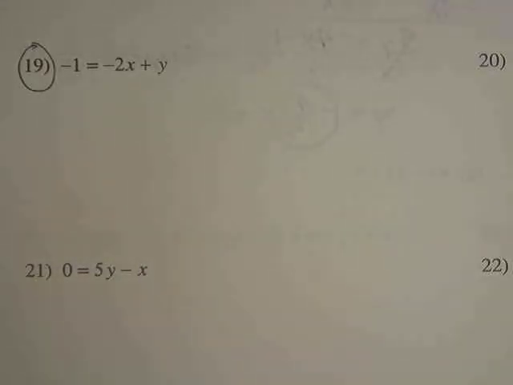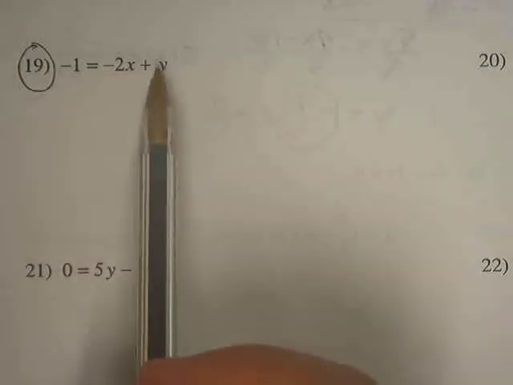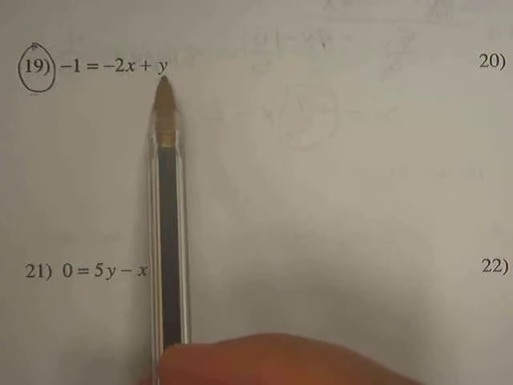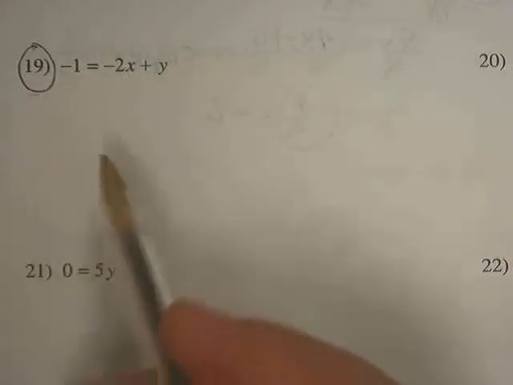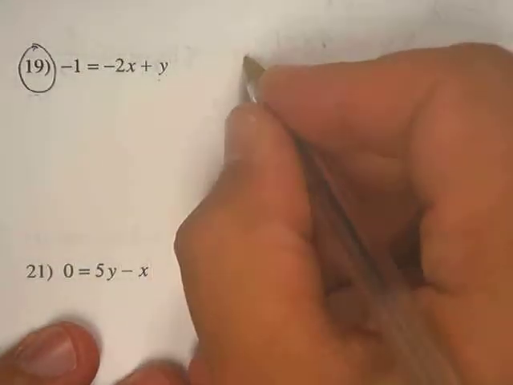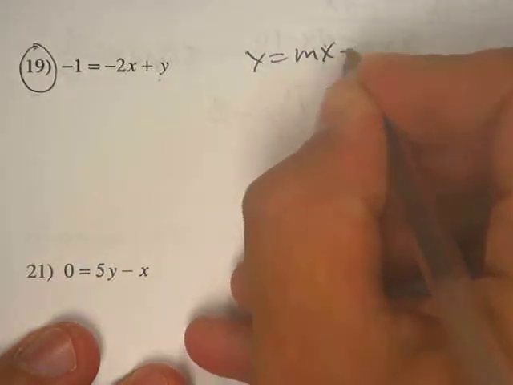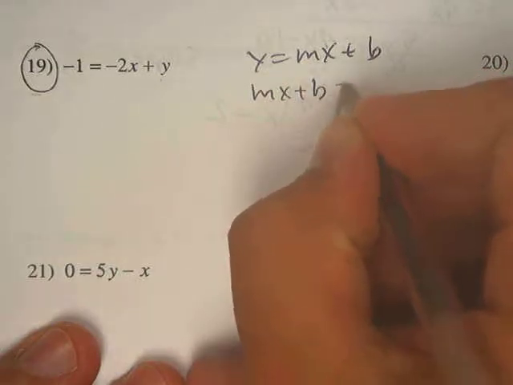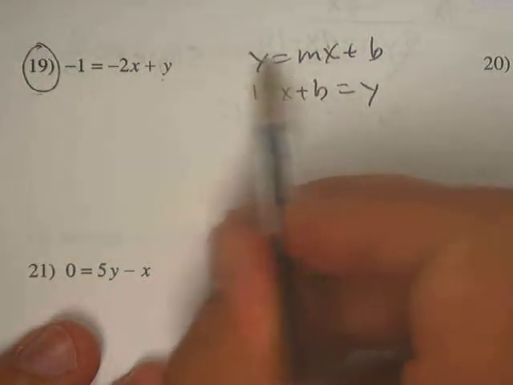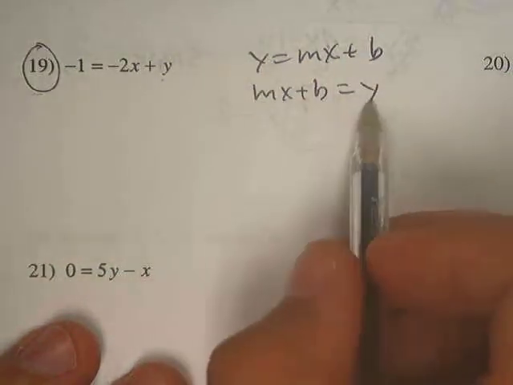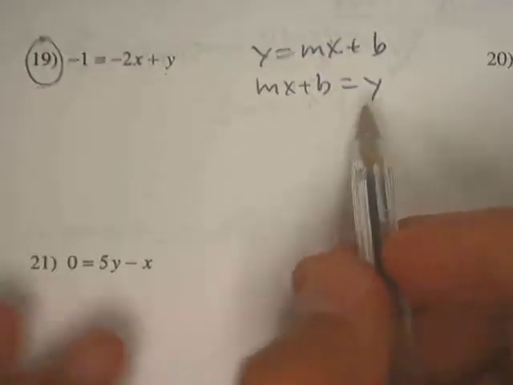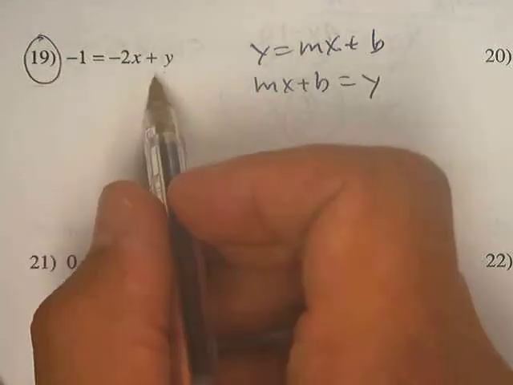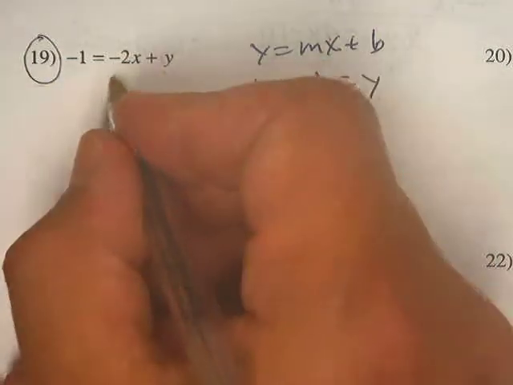All right, let's go down to number 19. 19 will be a little easier than 15 was. I'm going to move everything to the left side this time. You see, I'm just going to leave y by itself on the right side. I'm going to move it to the left side. So instead of y equals mx plus b, it'll be more like mx plus b equals y. That's a commutative property. Remember this, these are equivalent statements.